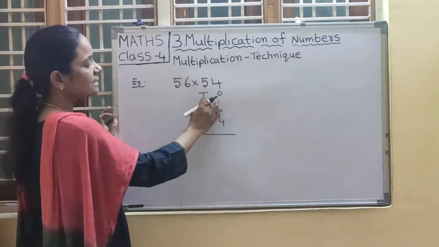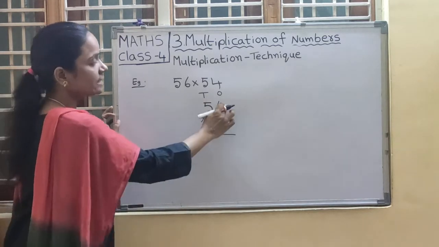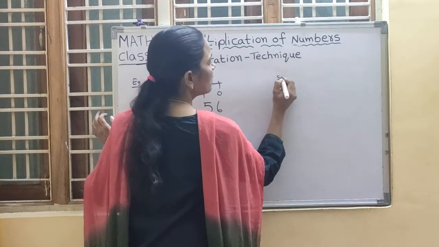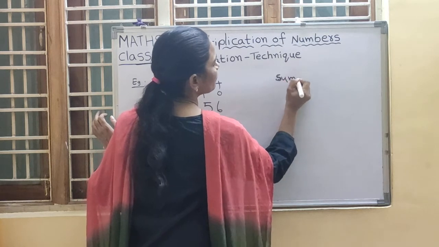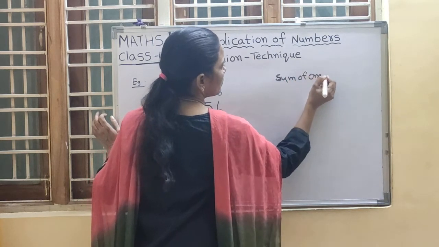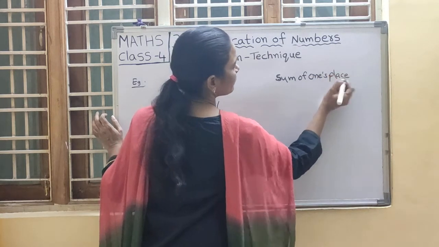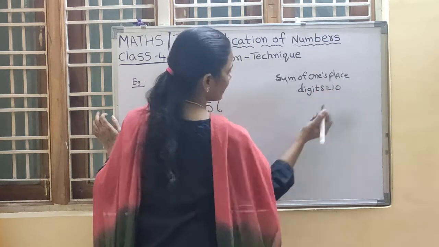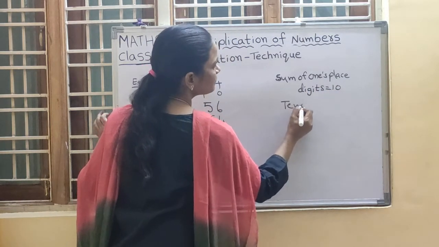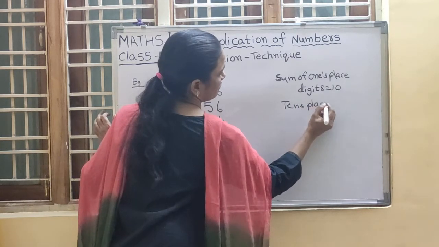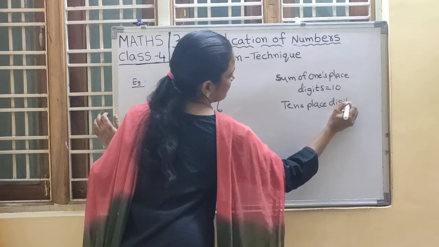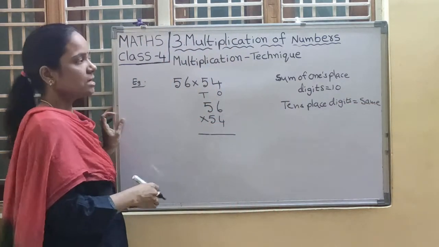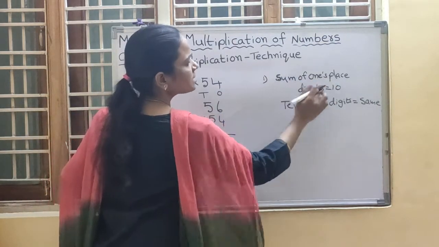Now check here, the digits at 10's place are same and the sum of the digits at 1's place is, 6 plus 4 is how much? 10. So the sum of ones place digits should be 10 and the tens place digits should be same. Then only you can use this technique. So what is the first condition? Sum of ones place digits should be 10.